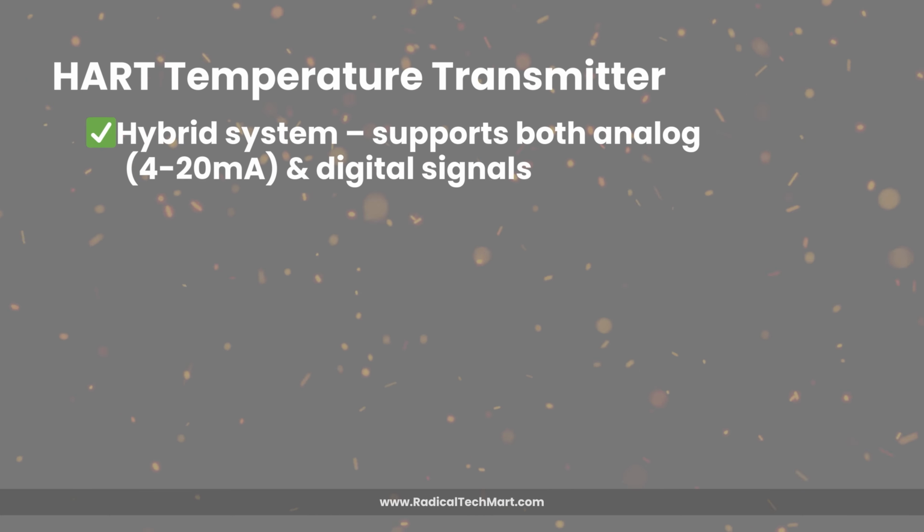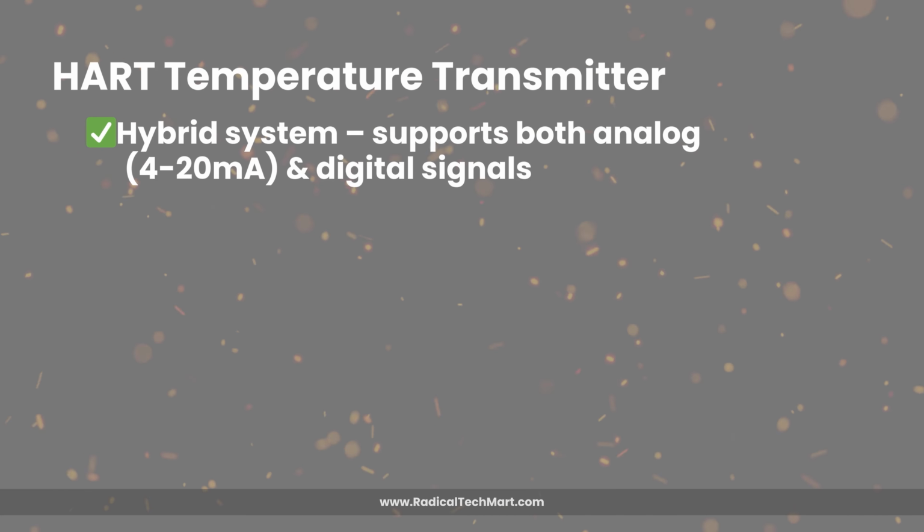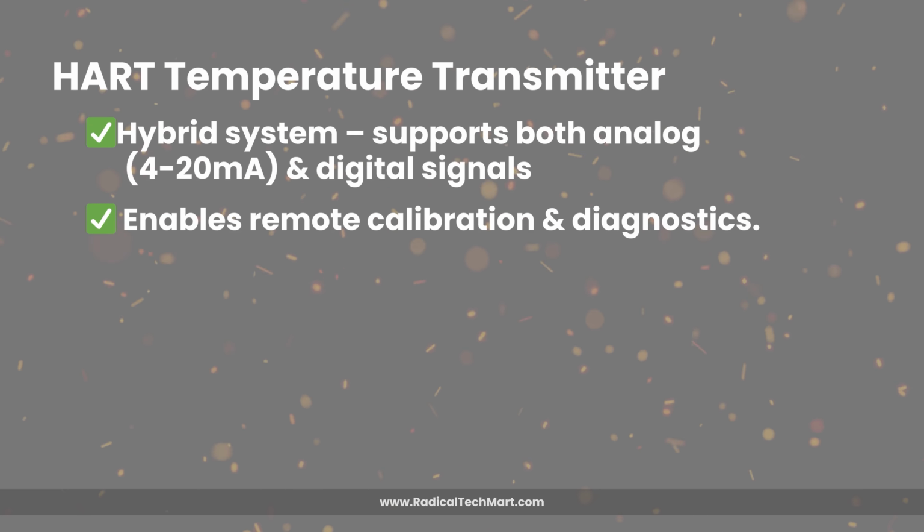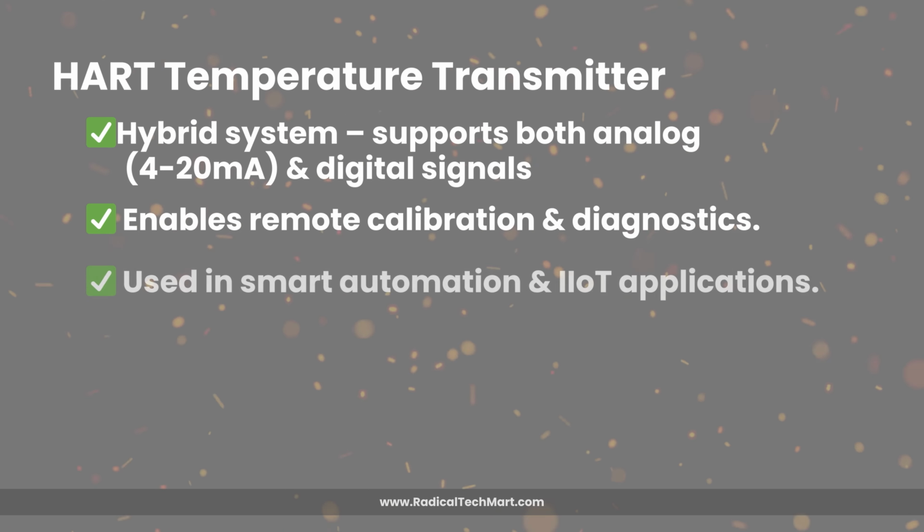It is a type of hybrid system that supports both analog and digital signals. It enables remote calibration and diagnostics. It is also used in smart automation and IIoT applications. It requires HART-compatible control systems. It is best for industries needing real-time diagnostics and predictive maintenance, also smart factories and IIoT-enabled processes. Now, let's cover one example for this. An oil refinery uses HART-enabled transmitters for continuous monitoring and predictive maintenance of high-temperature pipelines.